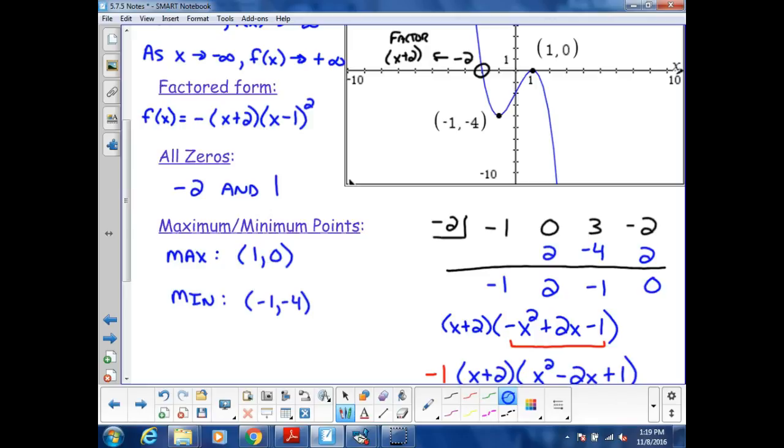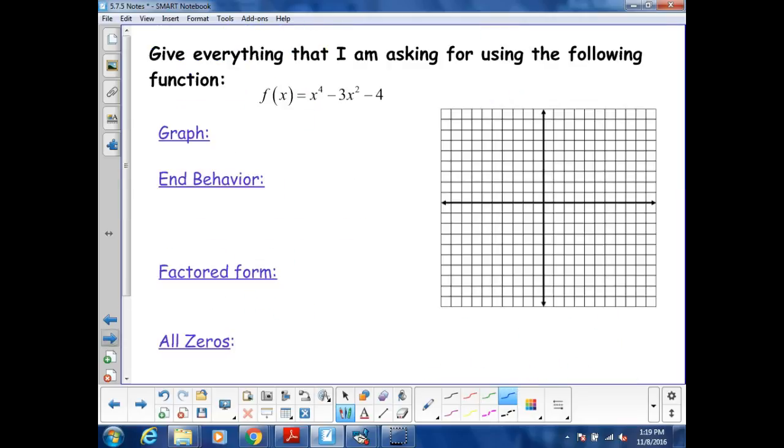Ready to try one on your own? Alright. Here we go. Try that one on your own. See what you come up with. And then we'll come back and we'll do it.